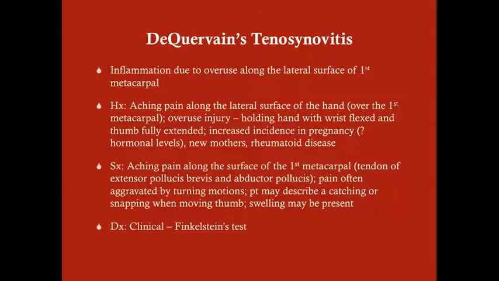So the symptoms that they present with is going to be an aching pain along the first metacarpal, which holds the tendon of the extensor pollicis brevis and the abductor pollicis. And the pain is often aggravated by turning motion. So for instance, turning a bottle of soda to open it, that could aggravate the pain. The patient might also describe a catching or a snapping motion when moving their thumb, and there might be a little bit of swelling present along the area that they describe as painful.